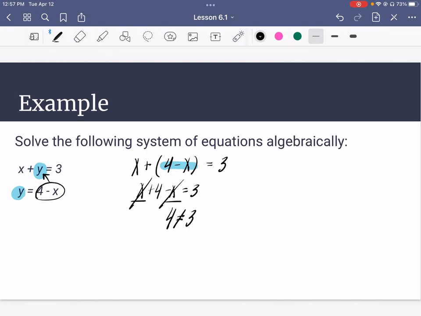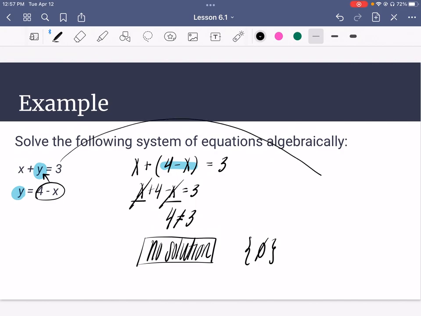Well, what happens here is I have an x minus x, which gives me 0. So my variable cancels out, and I'm left with 4 equals 3, which, like we just talked about, is a non-true statement. 4 is never going to equal 3. Therefore, I know that this system has no solution. And if we are writing this in interval notation, for example, we could also write this as the null set, like we talked about back in chapter R.